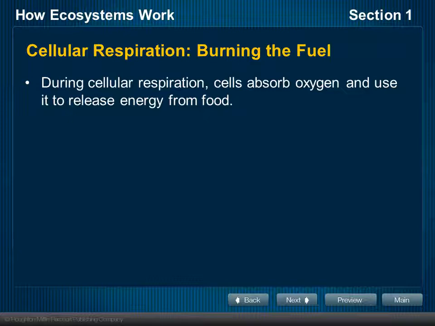This is important to keep in mind, because specifically this is why we're talking about everything that we're talking about in terms of this energy and where it's going and why it's going there within an ecosystem.